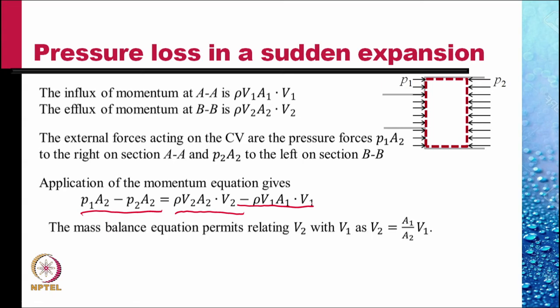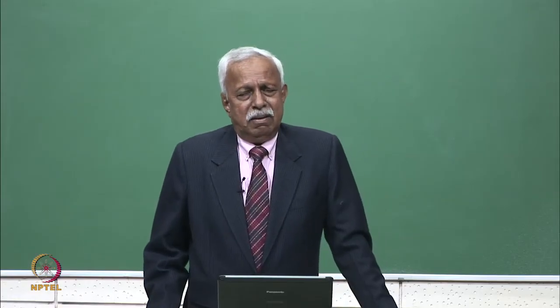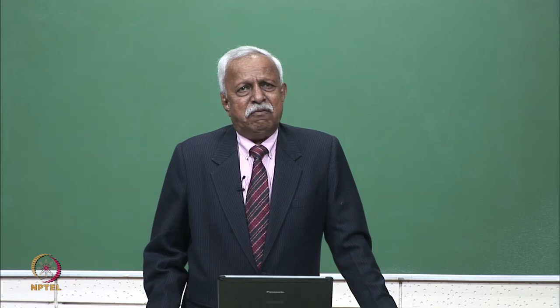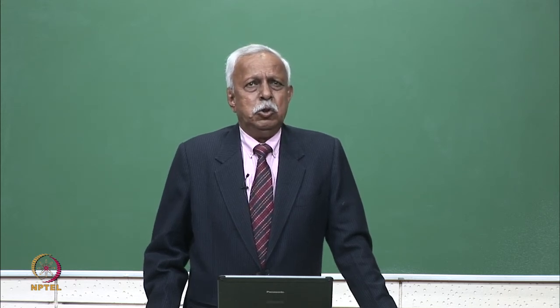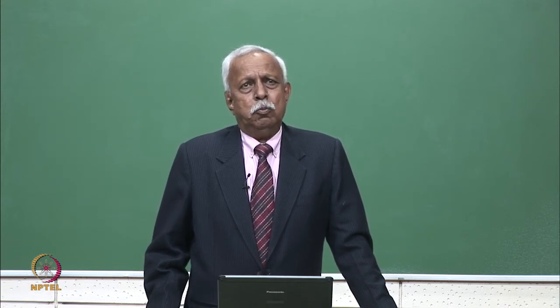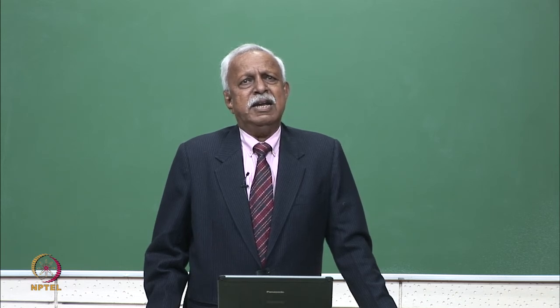The mass balance equation permits relating V2 with V1 as V2 is equal to A1 V1 divided by A2. And we use this in the above equation. We get P2 minus P1 divided by rho V1 square is equal to A1 divided by A2 into 1 minus A1 divided by A2. Up till now, in all calculations of momentum efflux, we have assumed the flow to be uniform across the inlet and the outlet.